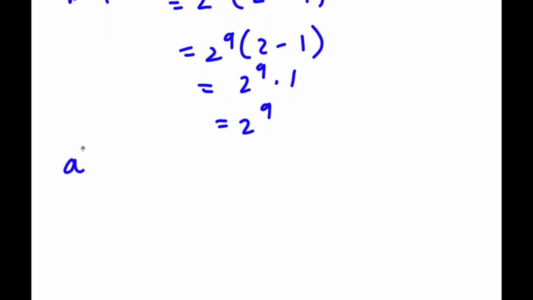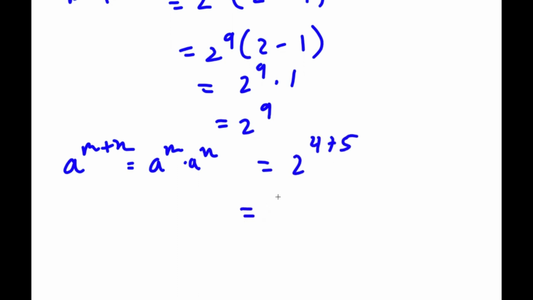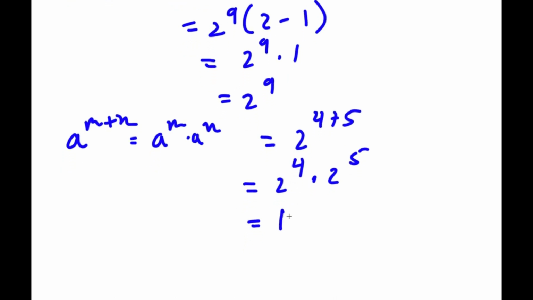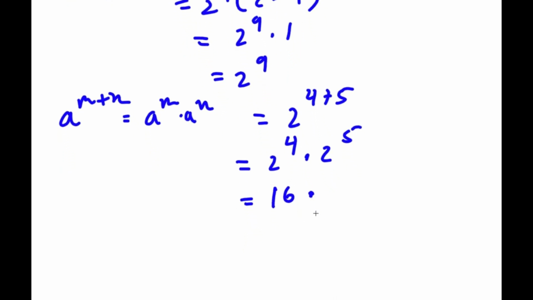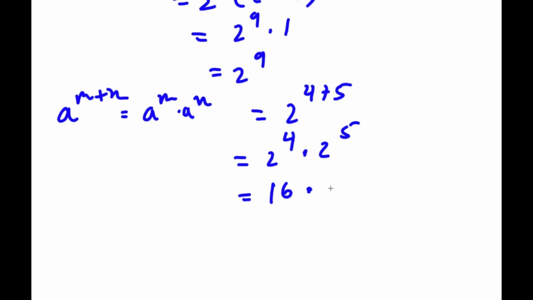Now I can actually go ahead and simplify this a little. Remember the property a to the power of m plus n is equal to a to the power of m times a to the power of n. Well, we can rewrite 2 to the power of 9 as 2 to the power of 4 plus 5. So this is going to equal 2 to the power of 4 times 2 to the power of 5. Now 2 to the power of 4 is equal to 16, times 2 to the power of 5, which is 32. So I have 16 times 32.